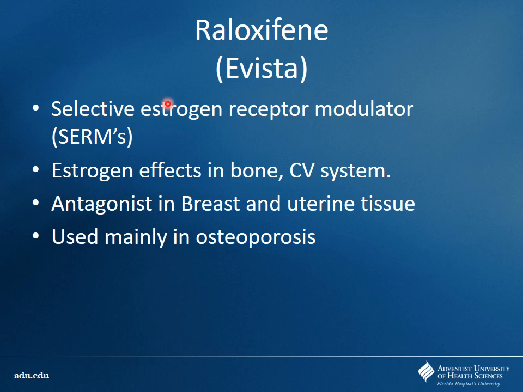Another one is raloxifene or Evista. This one is good because it has positive estrogen effects on the bone and the cardiovascular system, but it actually is an antagonist in the breast and the uterine tissue. Because again, if you have more activity of the uterine tissue, you can end up seeing endometrial cancer develop from that. So we don't want that. So this is good to act as an antagonist in both these spots. And then you can see it used a lot in osteoporosis due to those positive estrogen effects on the bone.